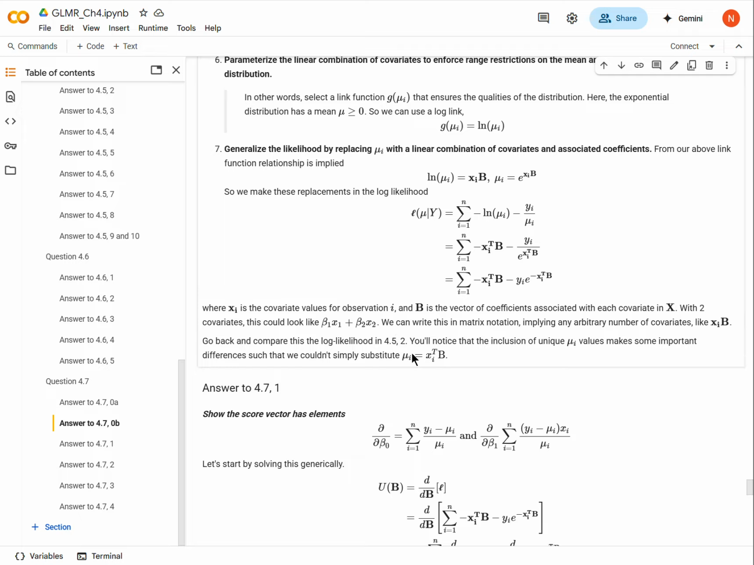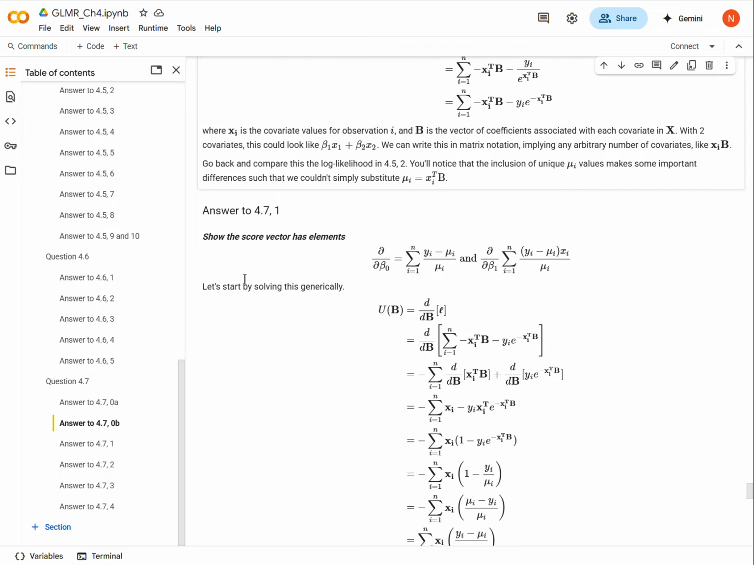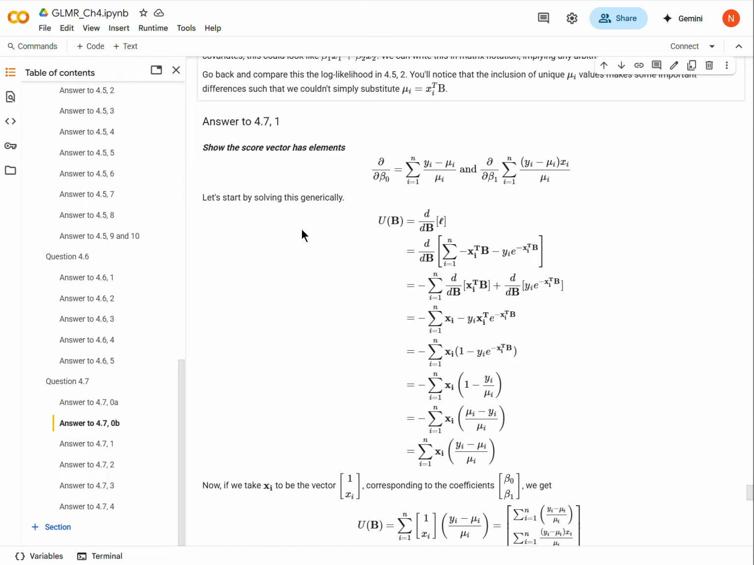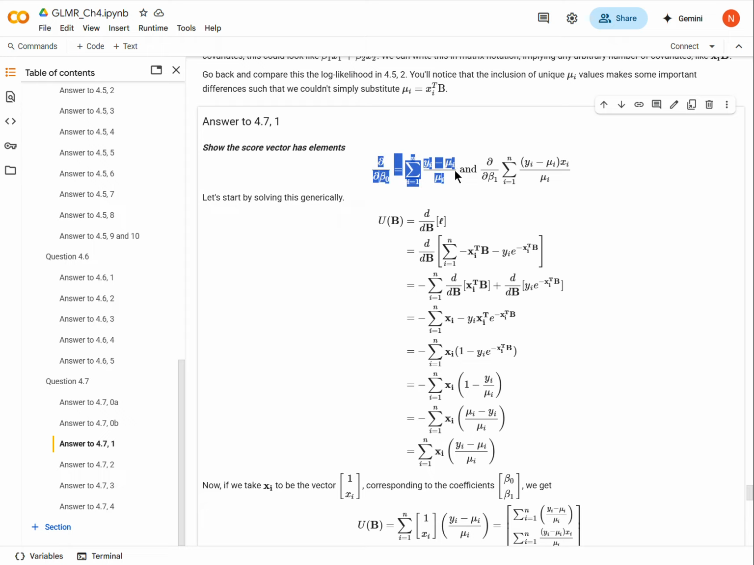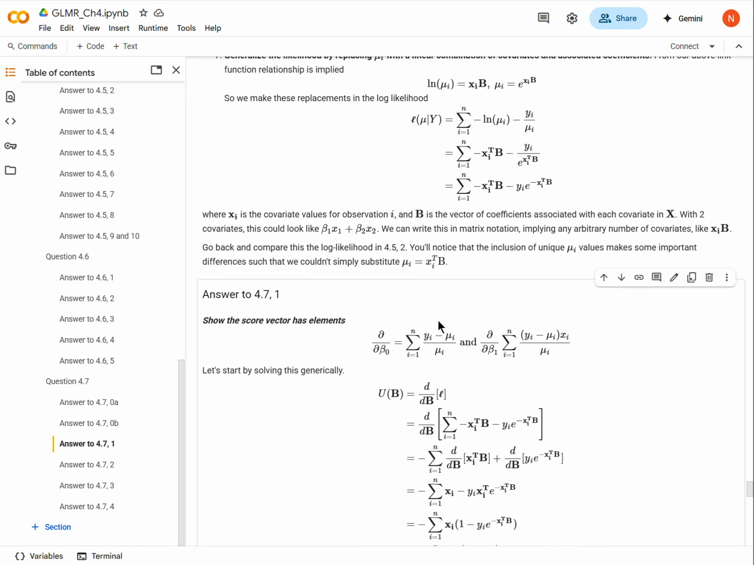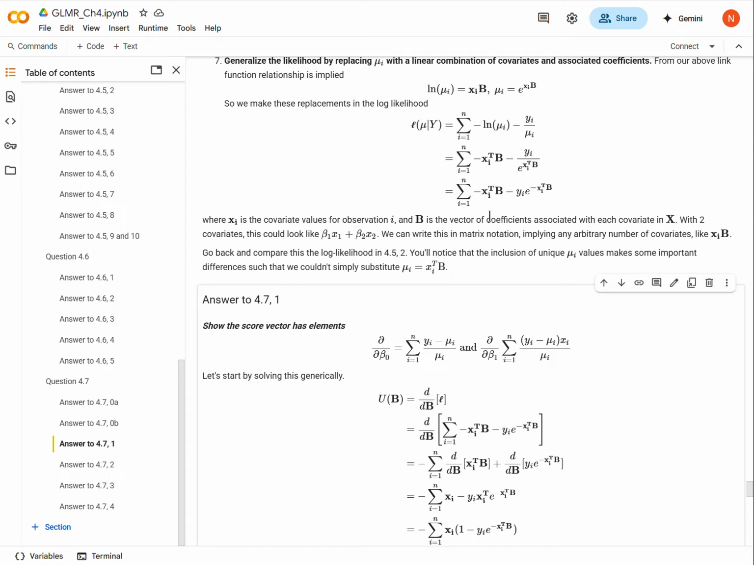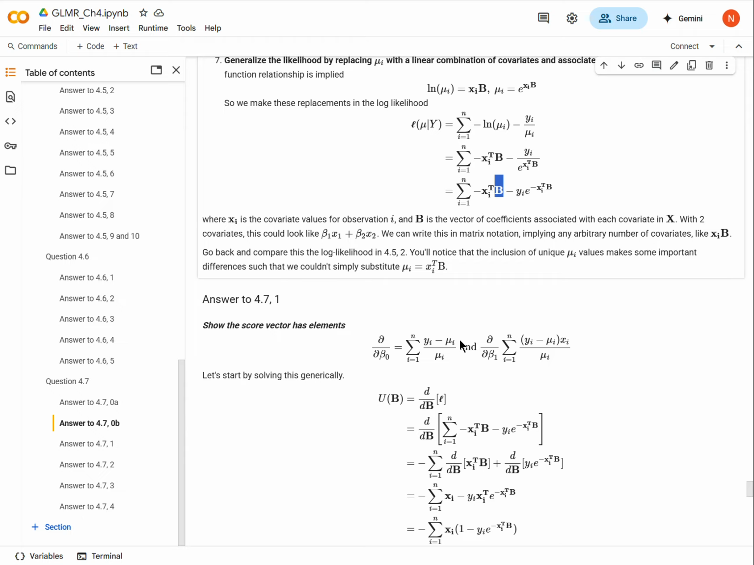And so now with all that out of the way, we actually get to the actual problems. Okay. So the first thing we want to do is to show that the score vector has the elements, this and this. All right. So remember, the score vector is just simply the first derivative of the log likelihood, and now our log likelihood has two parameters here. I'm just nicely wrapping them up into big beta here, but that has beta naught and beta 1, an intercept and a slope. Okay.